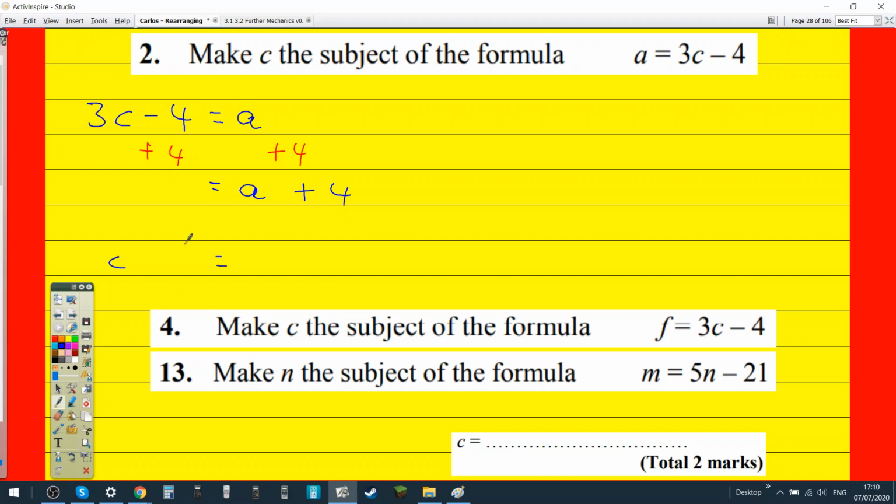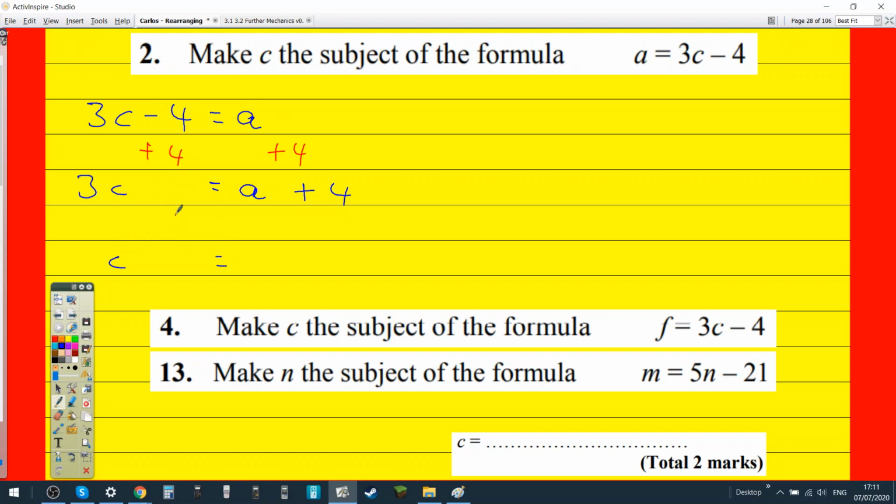And then for the left one, it would be 3c. Because minus 4 plus 4 cancel each other out. So doing plus 4 gets rid of minus 4. Okay, yeah. So 3c is a plus 4.